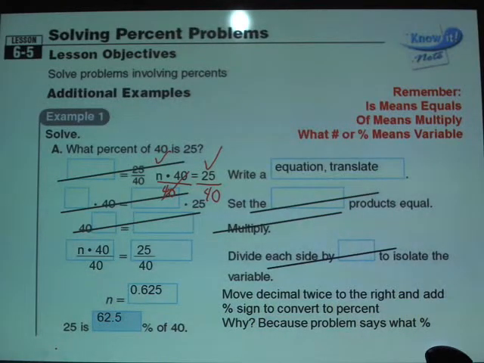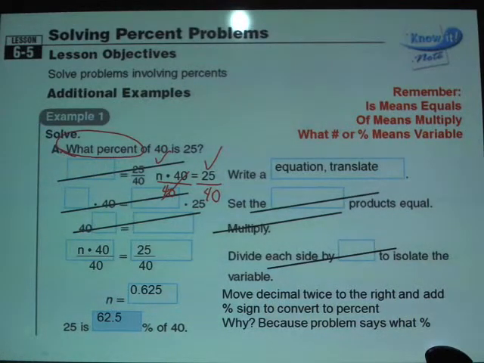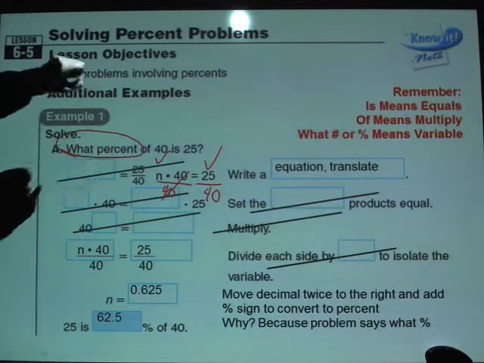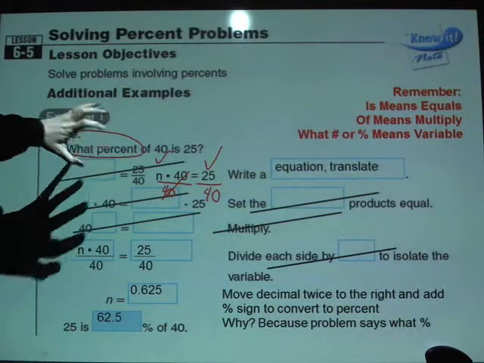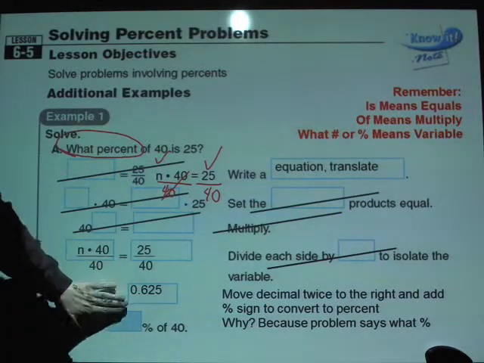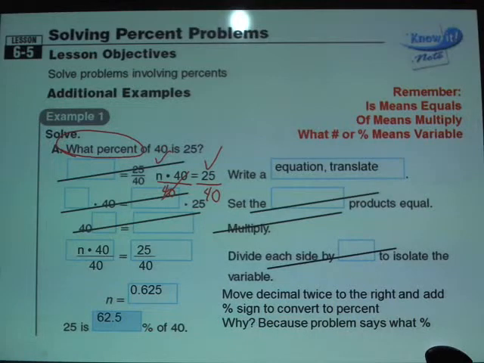Now, not quite done. Why are we not quite done? We're not quite done because the question says what percent. And this technique will vary based on the type of question you have. But because it says what percent, that implies that they're looking for an answer that's a percent. Makes sense? So what we want to do now is take this decimal answer and change it to a percent, so we're actually finding the percent.